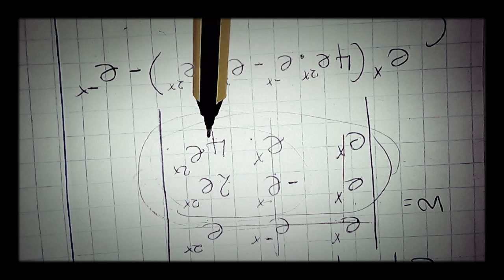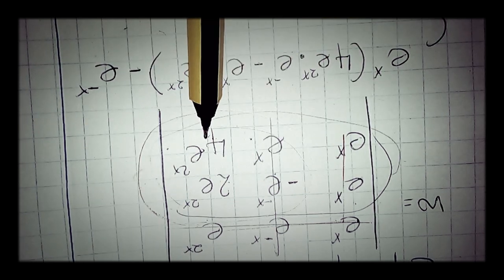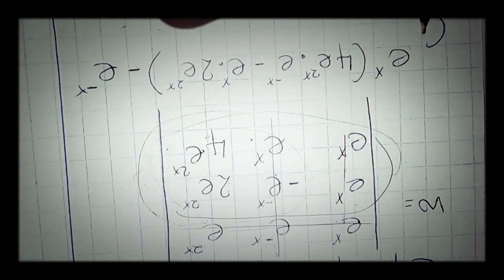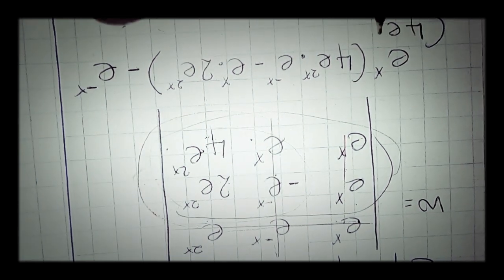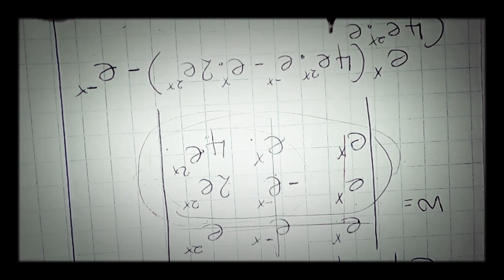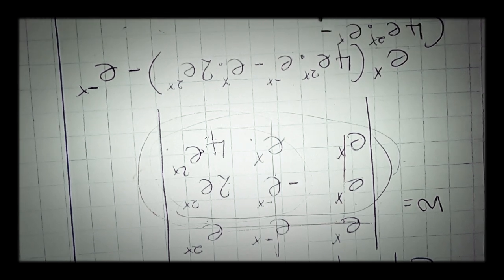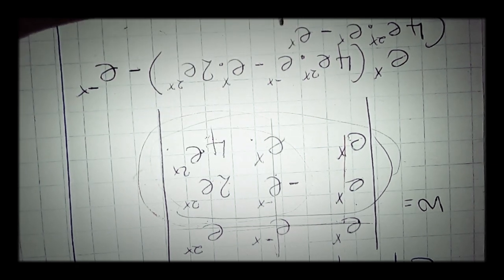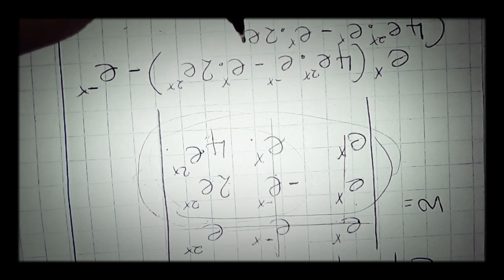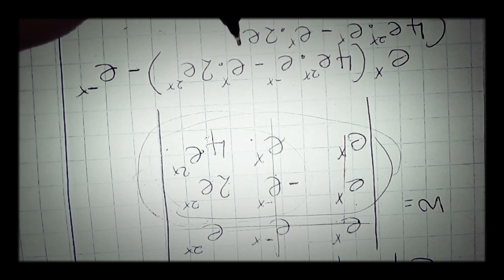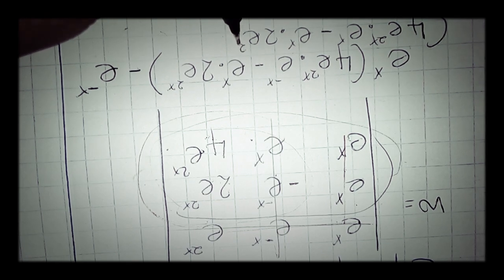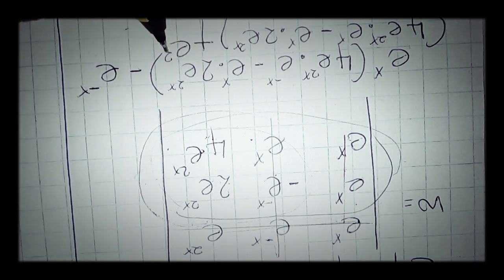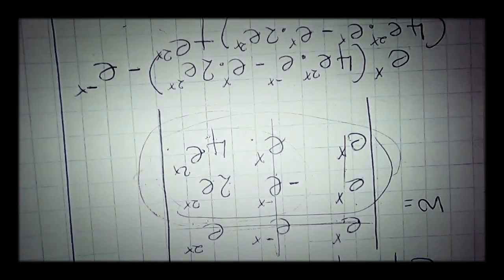So 4 times this: 4e^(2x) times this minus this times this. So it will be 4e^(2x) times e^x minus e^x times 2e^(2x). Then plus our last one here is e^(2x), so we multiply that by the last one.